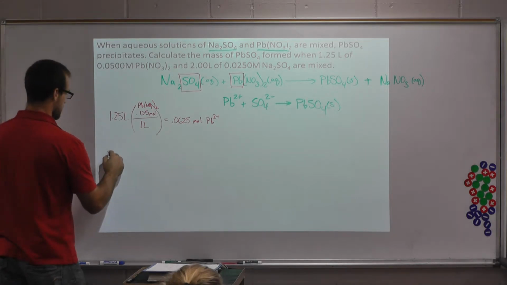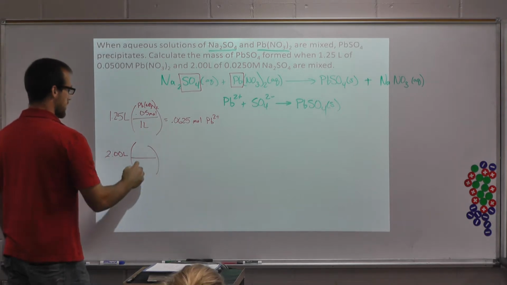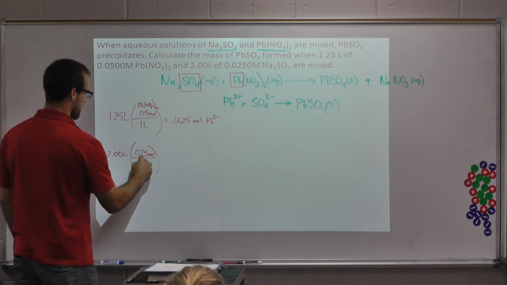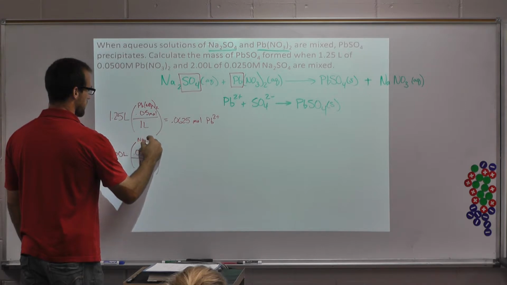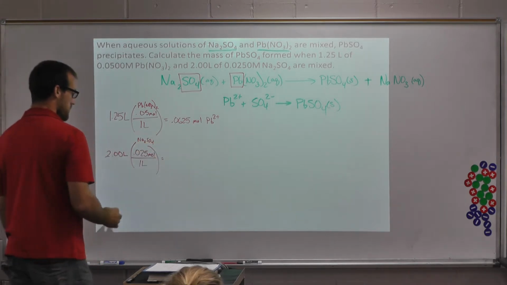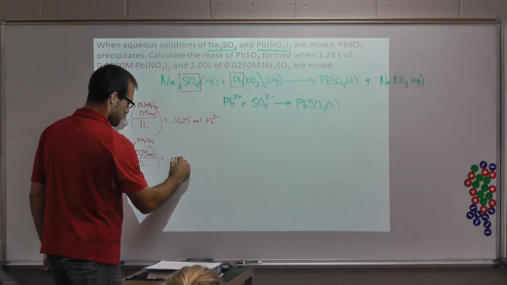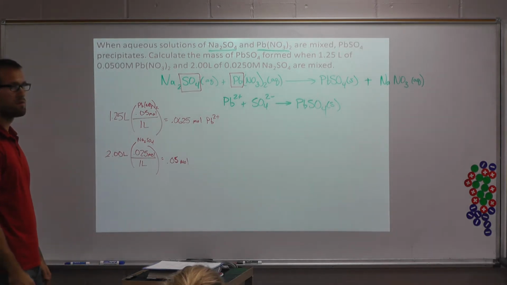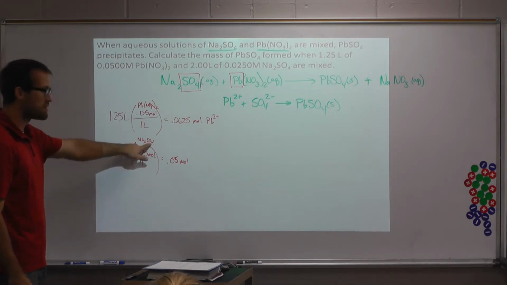Okay, second one. What do we have? 2 liters and 0.025 moles. Is that right? Yeah, 0.05. Again, this is Na2SO4. Let's check the ratio here. What is it? 1 to 1. 1 to 1 because it's sulfate I want, correct? Everyone following?